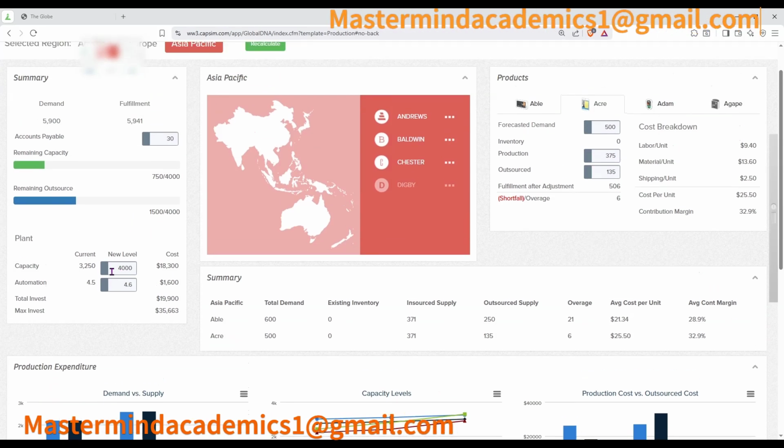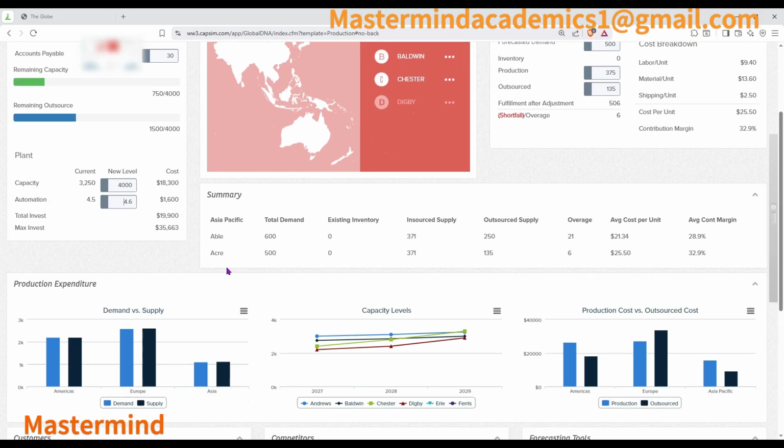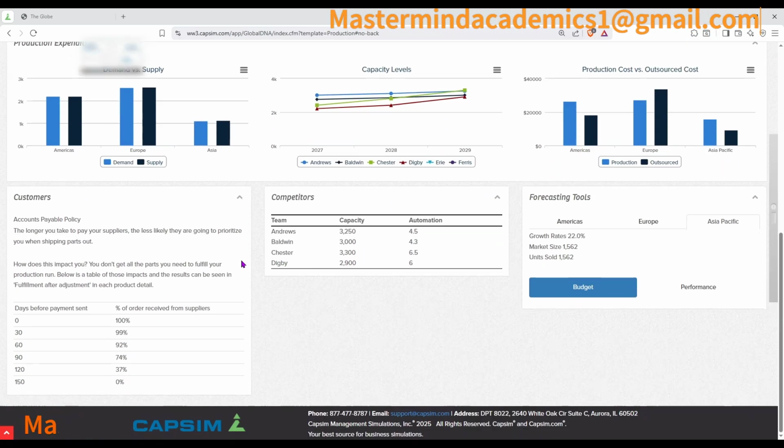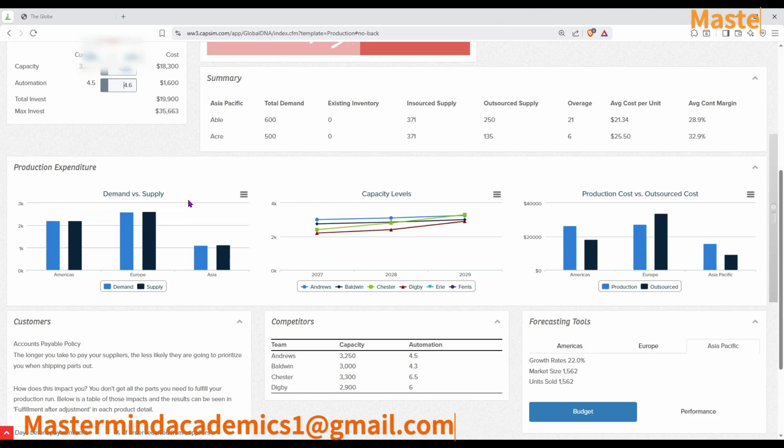So that's all. Each and every round, most of the time, we shall be buying more capacity and more automation. And buying more capacity simply means we're increasing our chances of being able to produce more products. And automation will lower down the material cost and the labor cost. And that's how we're going to increase our profits. Down here, the demand versus supply, the capacity levels, the production cost versus outsourced cost, and all that.